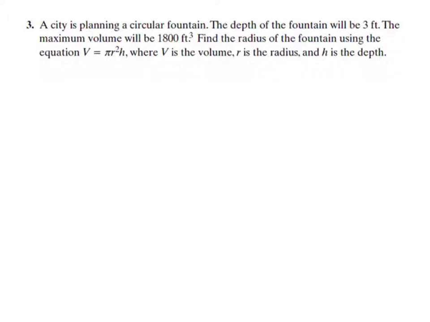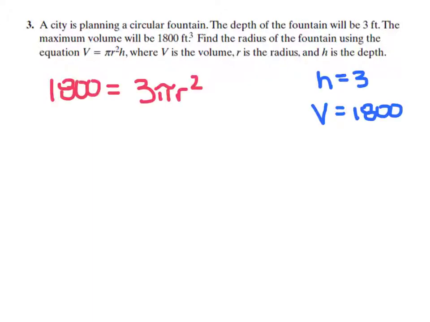Last problem, a city is planning a circular fountain. The depth of the fountain will be 3 feet. The maximum volume will be 1,800 feet cubed. Find the radius of the fountain using the equation V equals pi r squared h, where V is the volume and r is the radius and h is the depth. Notice they give us some valuable information already to fill into that formula. They tell me that the height is 3 and that the volume is 1,800.